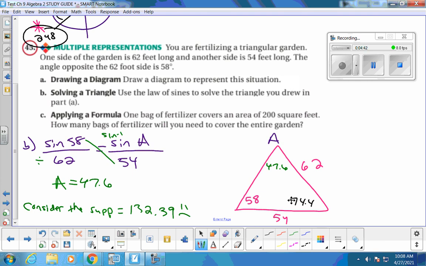Why can I not use the Pythagorean Theorem? I always get buddies up here who love the Pythagorean Theorem, but this is a non-right triangle, so it doesn't work. That's sine 74.4 over, we'll just call this side small c. Crisscross applesauce. 62 times sine 74.4.